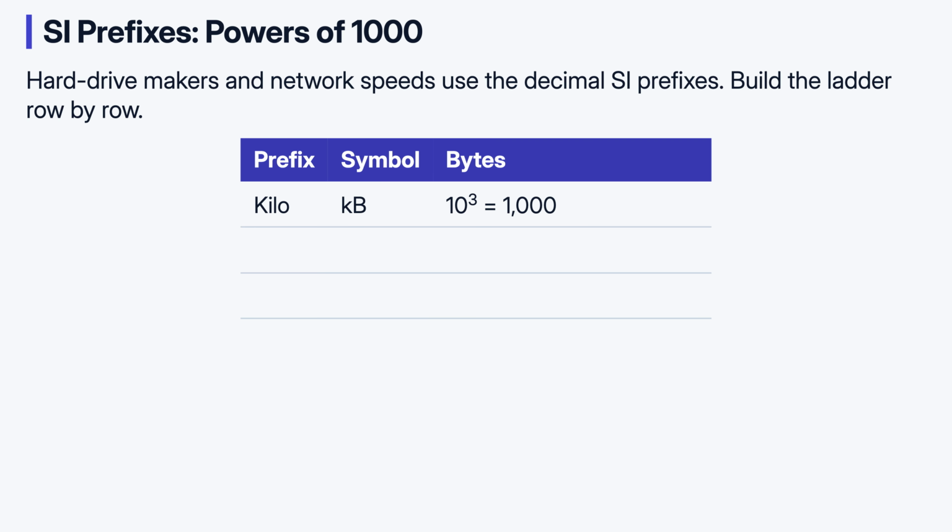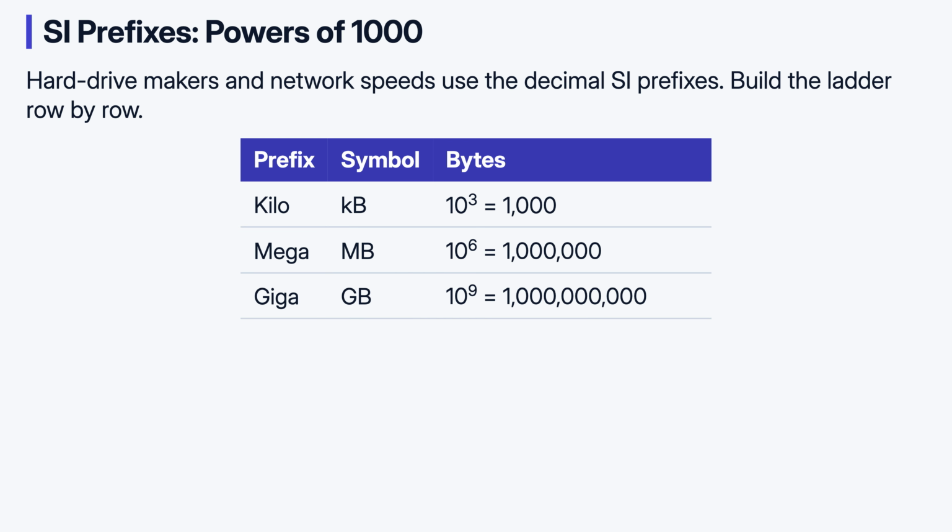Bytes are small, so we need prefixes for big quantities. This first system is the decimal SI prefixes, based on powers of 1000. Kilo is 1000 bytes. Mega is 1 million bytes. Giga is 1 billion bytes. Tera is 1 trillion bytes. Each step multiplies by 1,000. Hard drive makers, network speeds, and official standards all use these SI prefixes. When a drive says 500 gigabytes, it means exactly 500 billion bytes.